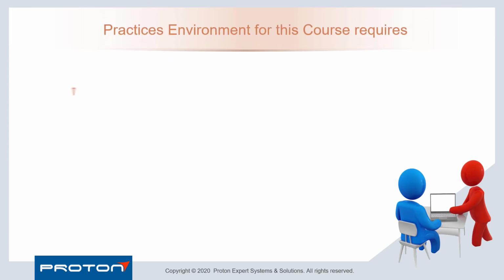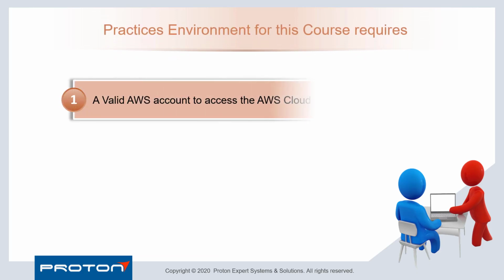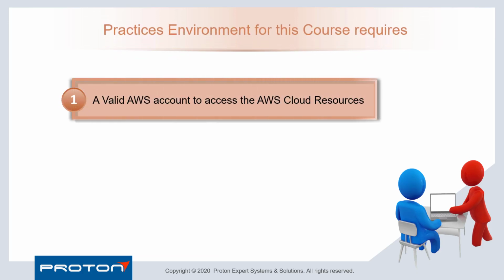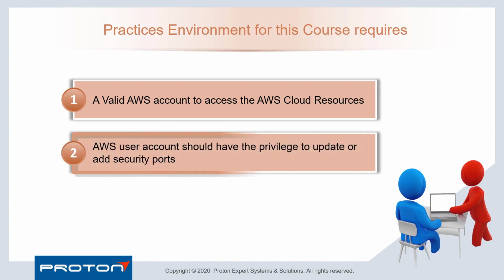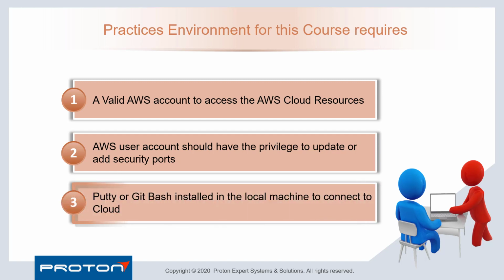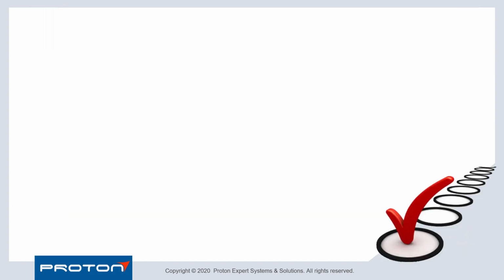Practice environment for this course requires a valid AWS account to access the AWS cloud resources. AWS user account should have the privilege to update or add security ports, then PuTTY or Git bash installed in the local machine to connect to cloud.